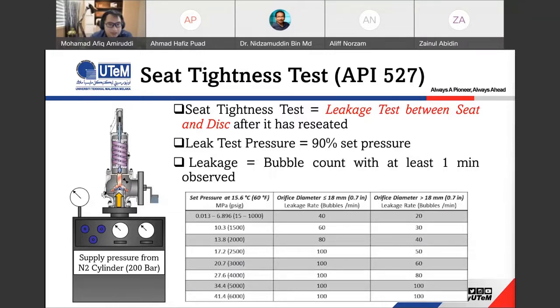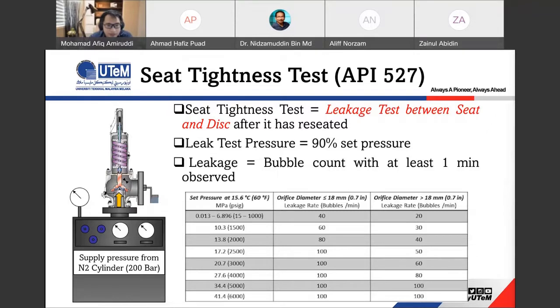The leak test pressure is 90% of the set pressure. The leakage test uses a bubble count observed for at least 1 minute. This table is already included in API 527, so if you want to do a seat tightness test, you can refer to API 527. They already provide this table for your reference. So in 1 minute, how much leakage is acceptable?